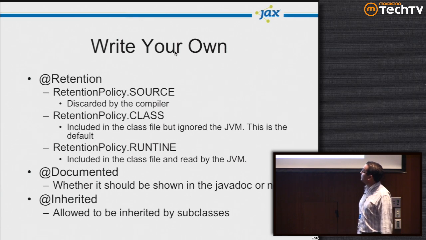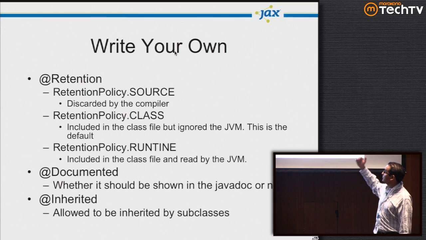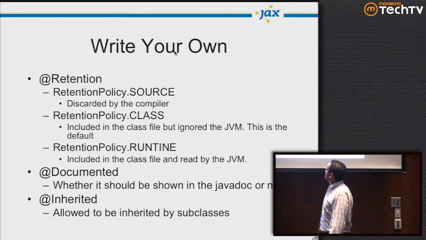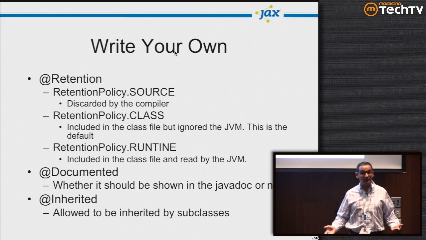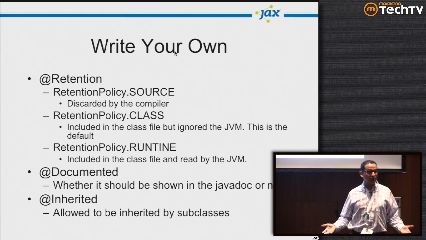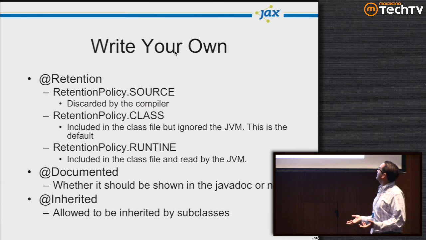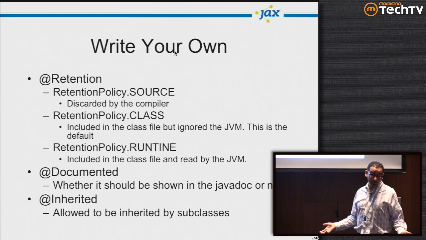Add retention. This is pretty much the retention that we talked about. There are three different levels of retention of the actual annotation itself. This is something that could be retained at the source level. That means when the code is compiled, it's gone. So it will be equivalent to pretty much comments. Or class, something that is included in the class file, but the JVM doesn't really care about it.